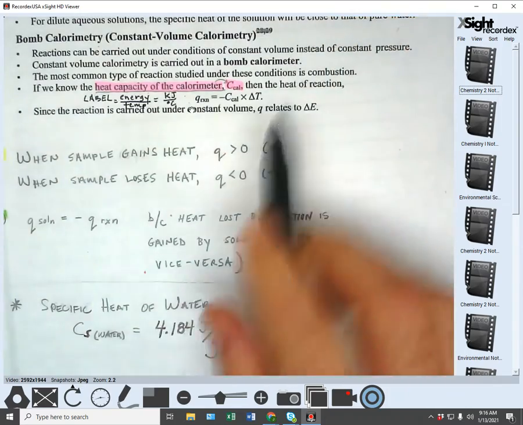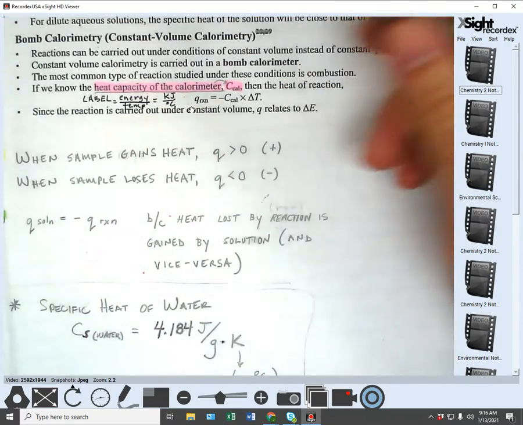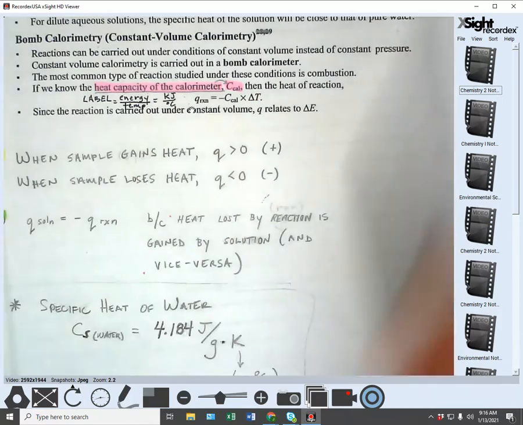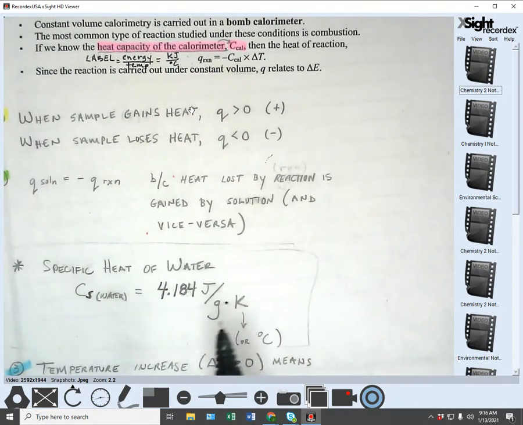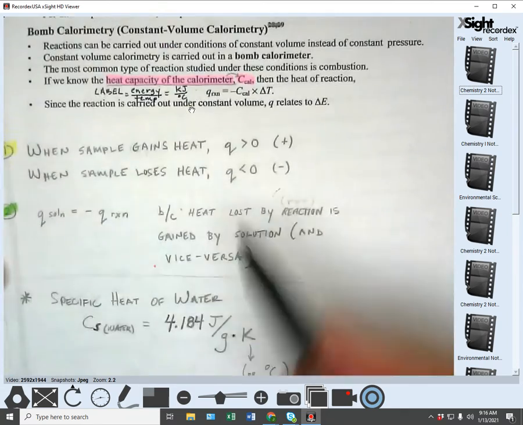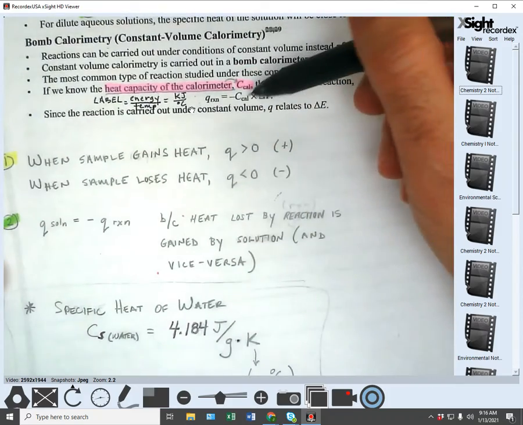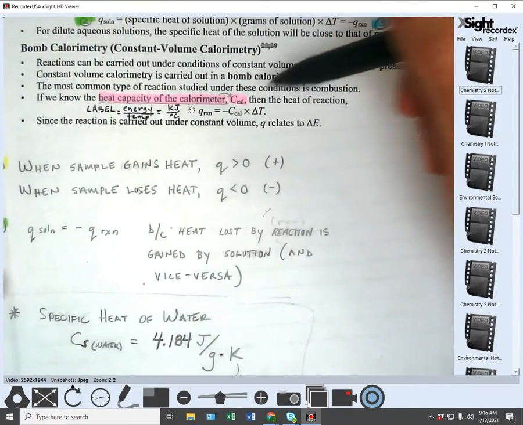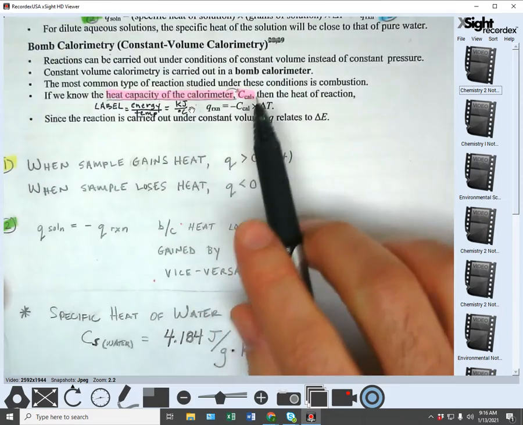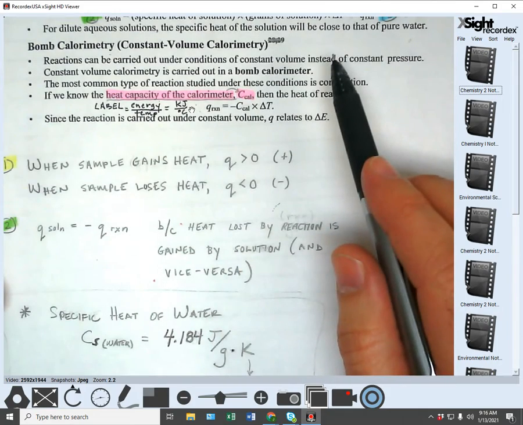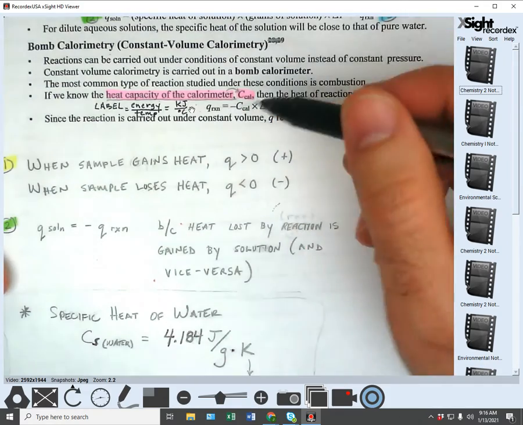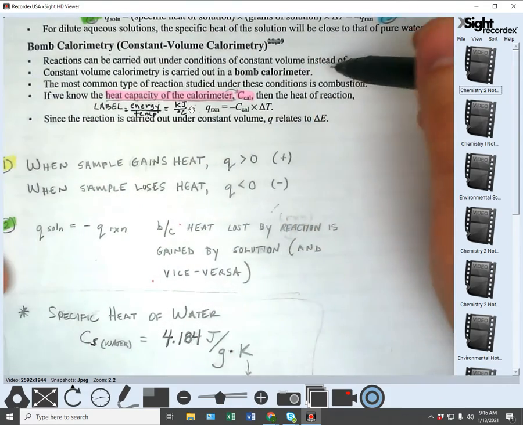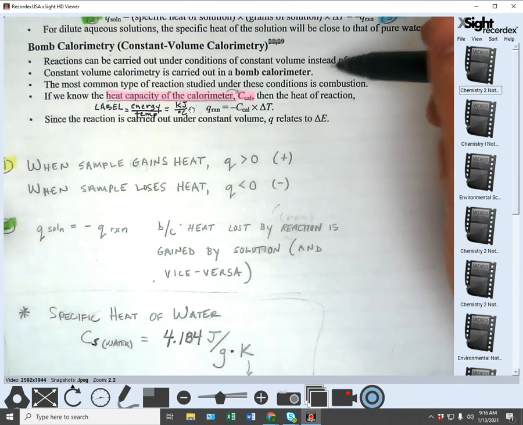So the thing is that's going to be different from your label for specific heat. Okay, the specific heat label, if you look down here, the specific heat of water will be energy over mass times temperature. So if they give you a heat capacity for the calorimeter, if they say the heat capacity of the calorimeter is, that's a bomb calorimetry problem. Okay, if they give it to you and it's got energy just over temp, that's heat capacity for a calorimeter, which is a bomb calorimeter problem. Okay, so those are all different ways to tell.